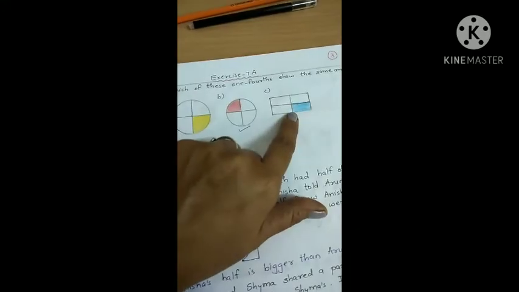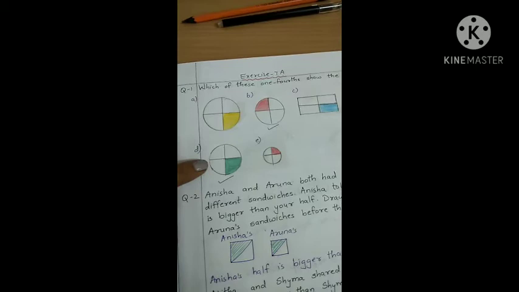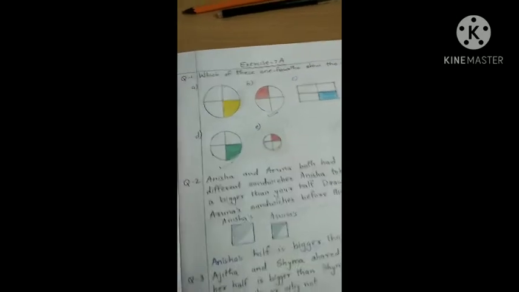This is a rectangle, so it is also cancelled. And now B and D, these both circles are of the same size and same amount, right? Means they are showing the same amount, like here B and D. Okay, so in this way you have to tick mark this question. Okay, now we will move to question number 2.